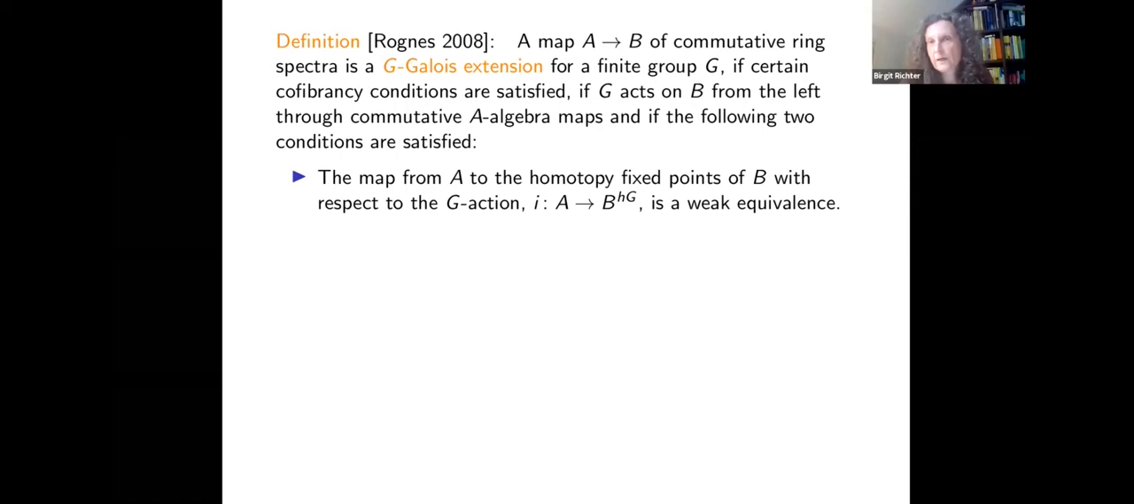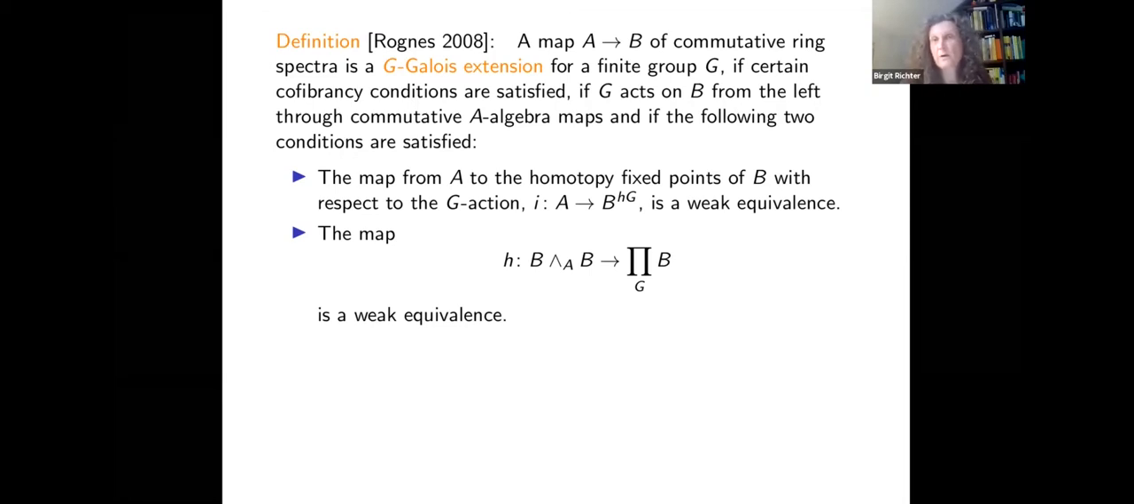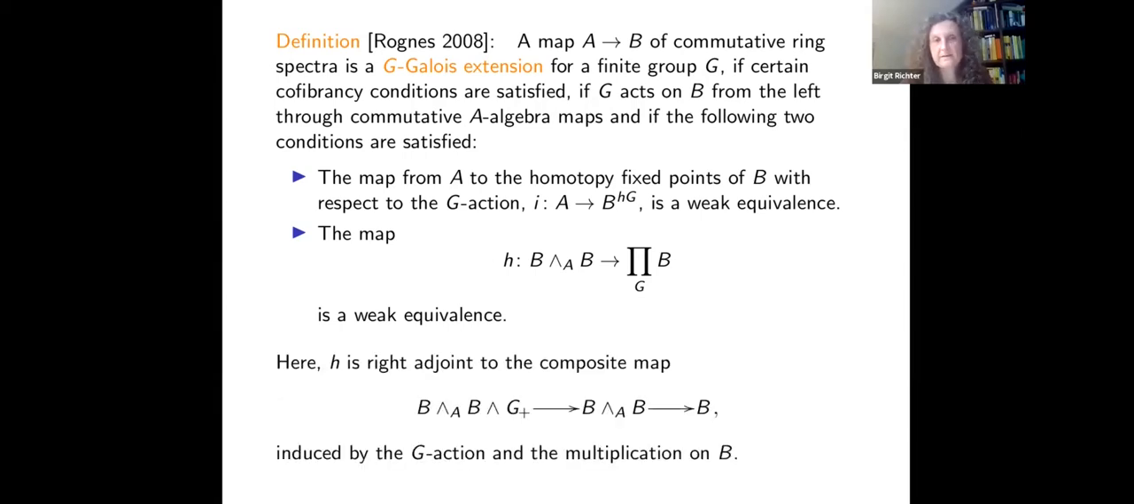So you want that the map from A to the homotopy fixed points is a weak equivalence. And secondly, you have the unramified condition that B smash B over A just splits up into copies of B indexed by the Galois group. And it's the same map. In spectra, you don't have elements, so you have to define this via an adjunction, but it's really the same map. You act with G on the second component, and then you multiply your elements, and this gives you that map. So a Galois extension has a fixed point condition and an unramified condition.